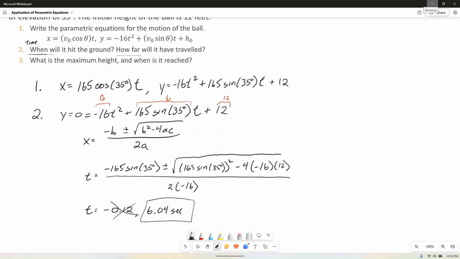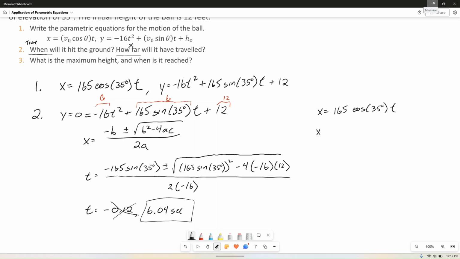The second part of this question asks how far will it have traveled? So when I see how far, or a similar type of phrasing, I'm thinking distance there. That's not height, that's not time, that's distance. And so that's going to be an x value. So if I ask how far will it have traveled, that's asking for the x value. What is the x value when it hits the ground? Well, my x equation, remember, x is equal to 165 cosine of 35 degrees times t. So to find x, I need to know t. And we just found t to be 6.04 seconds.